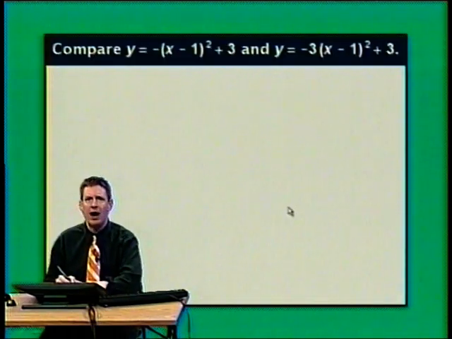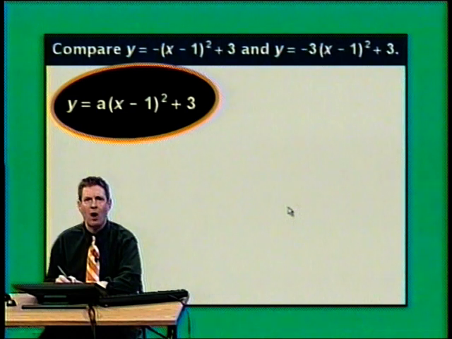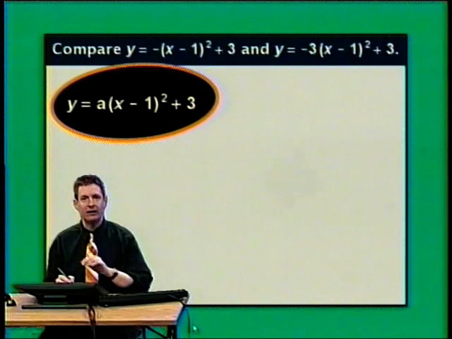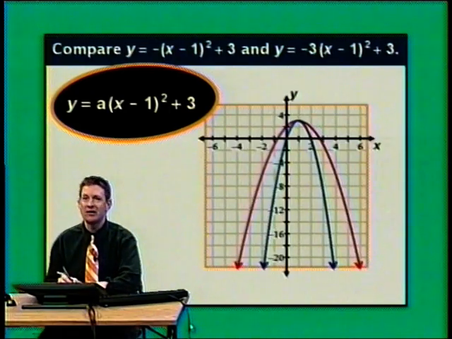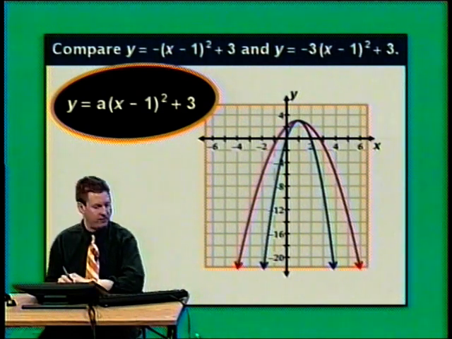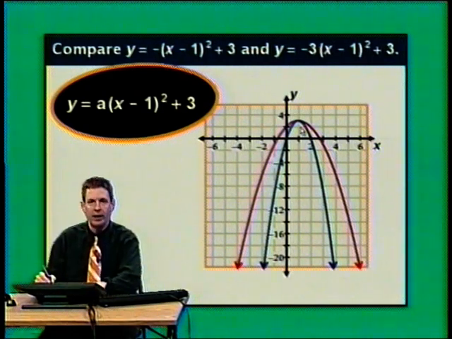Well, let's compare y equals the opposite of (x minus 1) squared plus 3 and y equals negative 3 times (x minus 1) quantity squared plus 3. Both of these parabolas have the form y equals a times (x minus 1) quantity squared plus 3, so both should have a vertex at the point (1, 3). I've let the computer generate our parabolas, so we've got a nice picture. Notice that both do have their vertex at the point (1, 3).